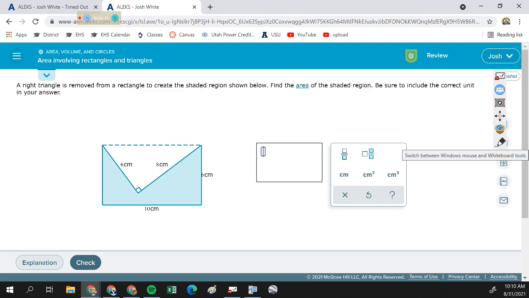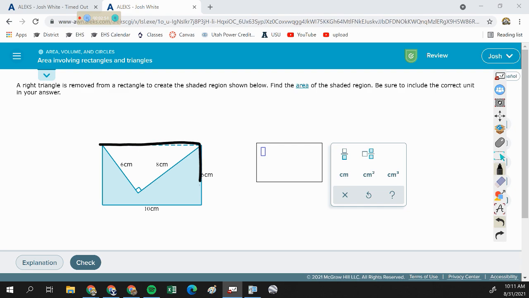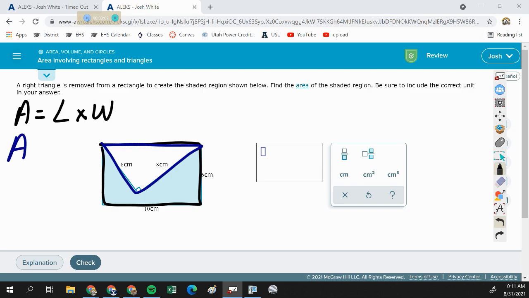All right. We need to find the area of the shaded region. So we have a rectangle, and we have a triangle. The area of a rectangle is length times width. The area of triangles would be length times width divided by 2, and we usually say 1/2 base times height, but it's the same thing.